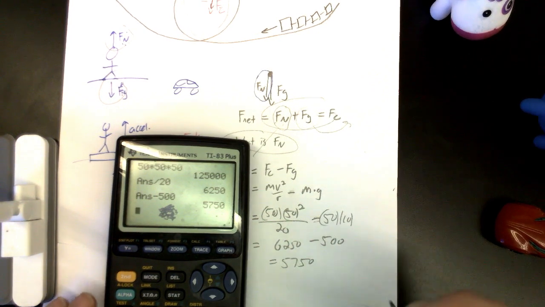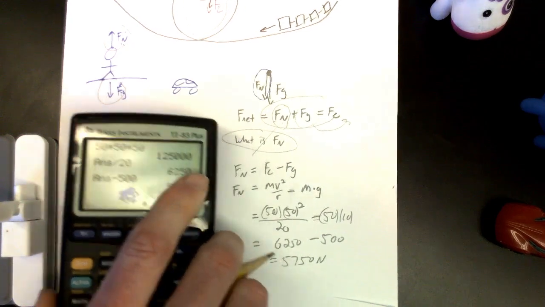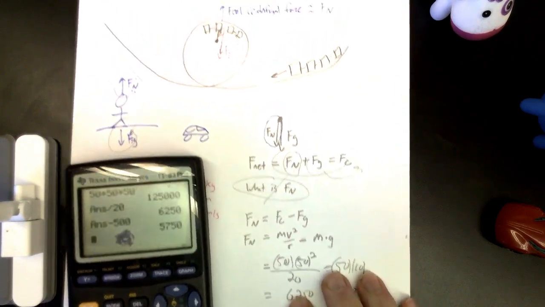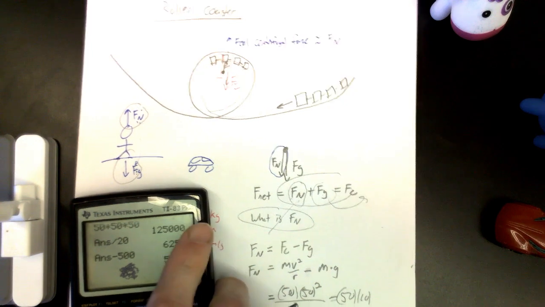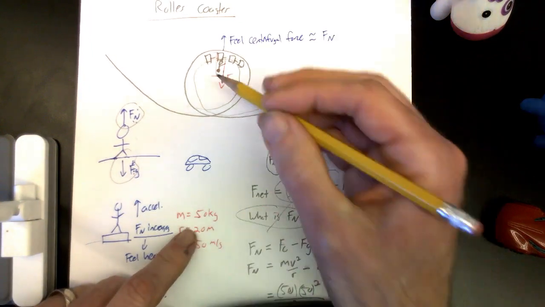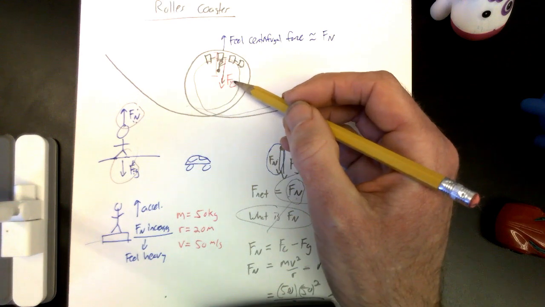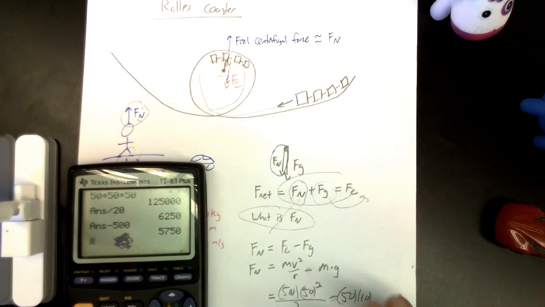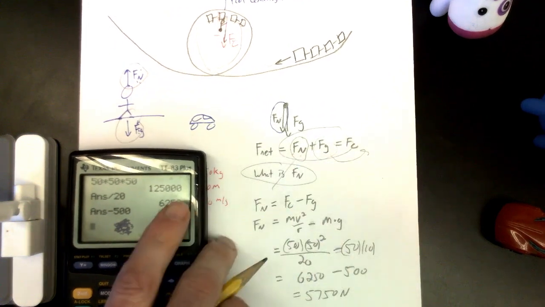Okay, so what does that really mean? 5750 newtons. This is how much you feel like you're going to weigh in this situation. So if you're going on this roller coaster and it was really going at 100 miles an hour, which is pretty fast when you're upside down and it's this 20-meter radius roller coaster, you're going to feel like you weigh 5,750 newtons. Well, how does that relate to what you usually feel like?